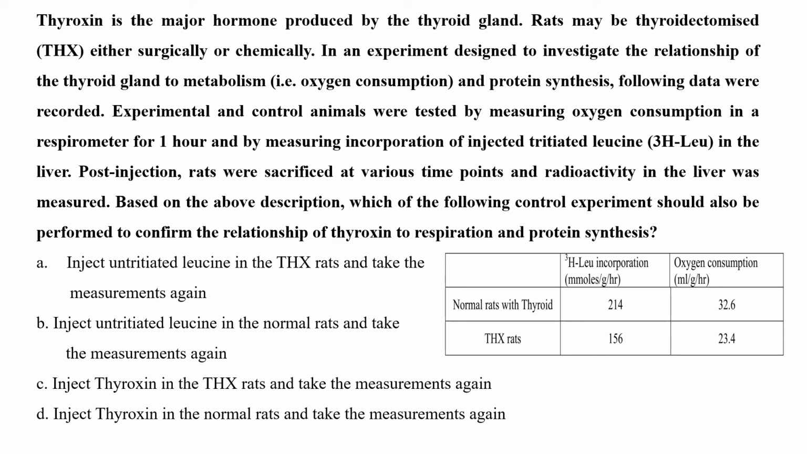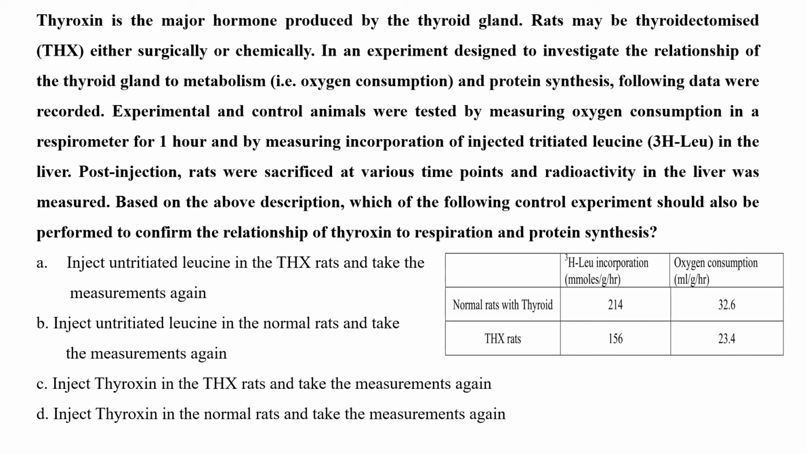Now, this is the given data. In normal rats with thyroid, the tritiated leucine incorporation was 214 millimoles per gram per hour and the oxygen consumption was 32.6 ml per gram per hour. In THX rats, the tritiated leucine incorporation was 156 millimoles per gram per hour and oxygen consumption was 23.4 ml per gram per hour.